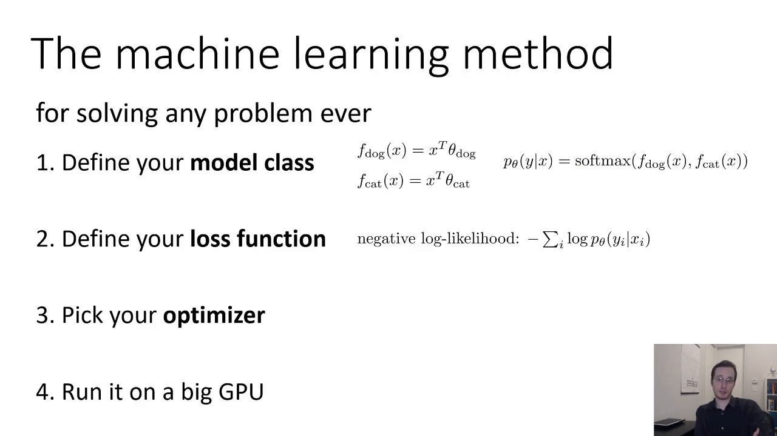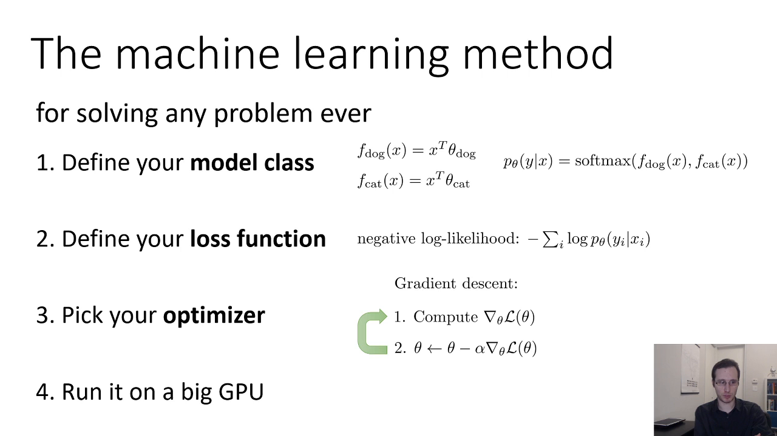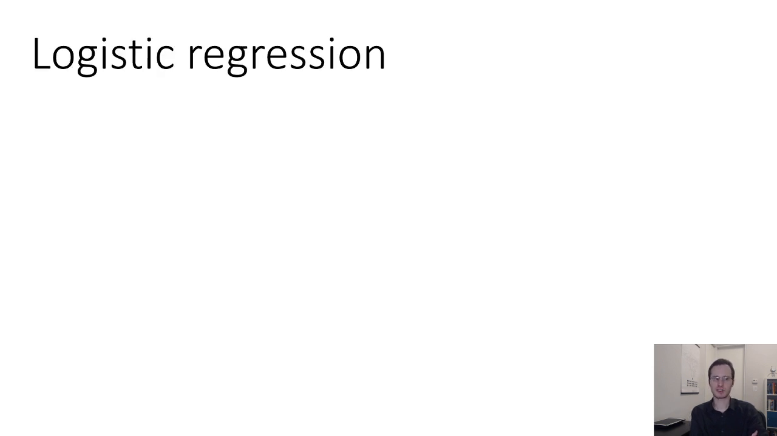All right, so at this point, we've actually selected our optimizer. Our optimizer is gradient descent. So we're ready to run our algorithm on a big GPU. What is this algorithm called? What did we just design? Well, we just designed a method called logistic regression. Logistic regression is not deep learning, but a lot of the concepts in deep learning that we'll discuss actually take their inspiration from logistic regression.